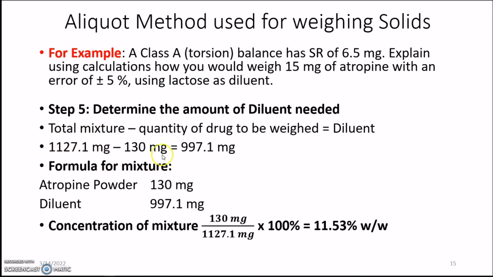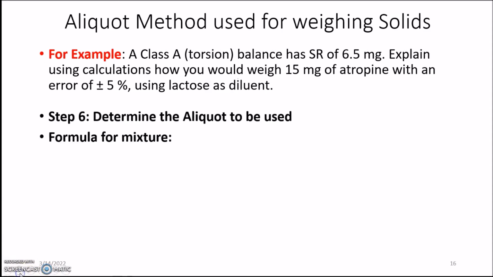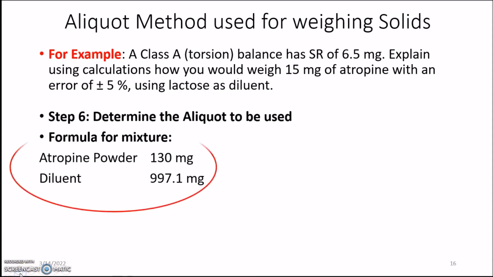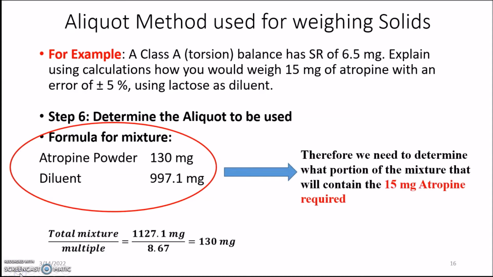And that 130 milligrams of that mixture is now going to contain 15 milligrams. And we can check that. We don't have to take the word, we don't have to guess it. We can prove it. How do we know that this is going to contain 15 milligrams? Well, because you increased everything, you increased the amount of drug to actually weigh by a factor of 8.67.